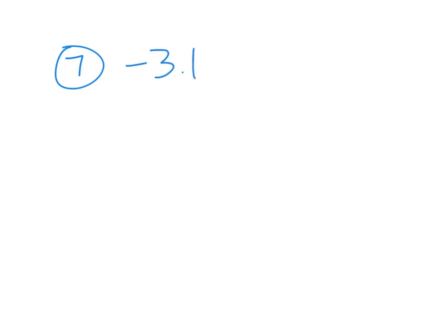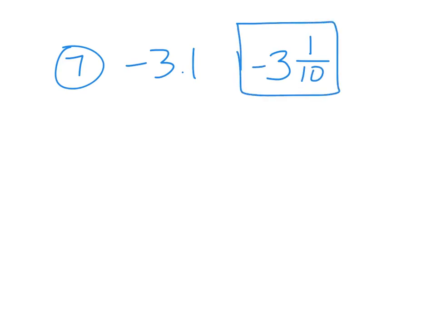Negative 3.1. So here we go. We're turning it into a fraction. So we have 3 and 1 over what? 10. And then what am I forgetting? There we go. We didn't have to reduce anything. I like easy ones.